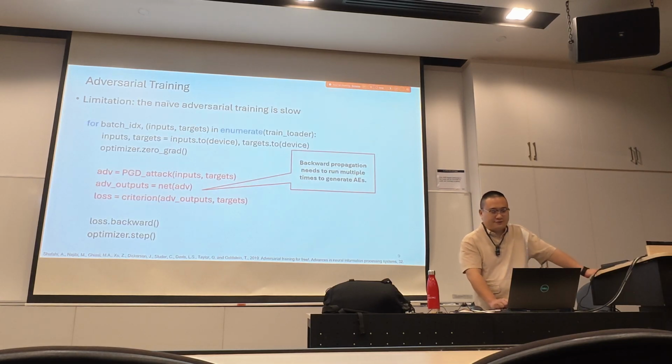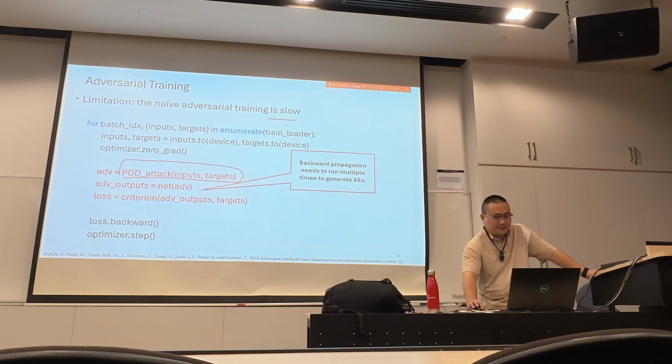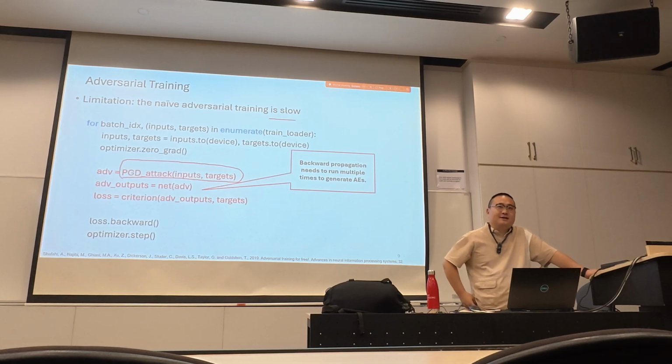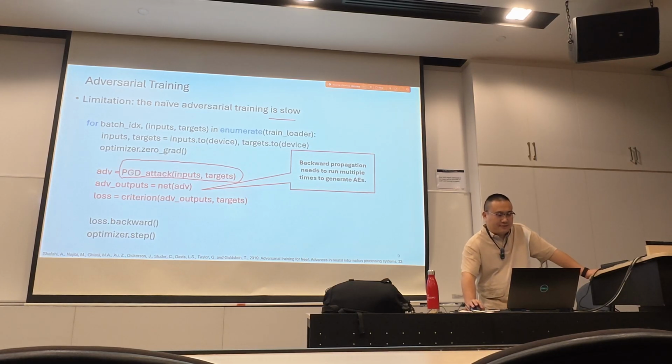However, there's a limitation for adversarial training. We can observe that adversarial training is very slow. This is because when we train the model, we need to generate the attacks in each iteration. Remember that for PGD, we have the for loop, which may run, for example, 7 times or 10 times. And this is done for each iteration when we train the model. This can greatly increase the training time, and this is the main limitation for adversarial training.